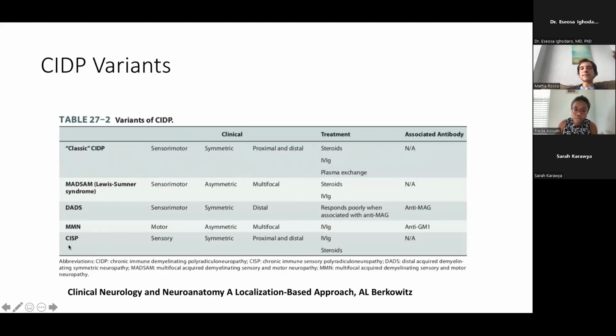CISP, which is the sensory variant, MMN, multifocal acquired demyelination, can also present with just motor. So just motor, MMN; just sensory, CISP; and then a just distal CIDP would be called DADS, and then more of a multifocal sensory motor asymmetric presentation would be MADSAM.